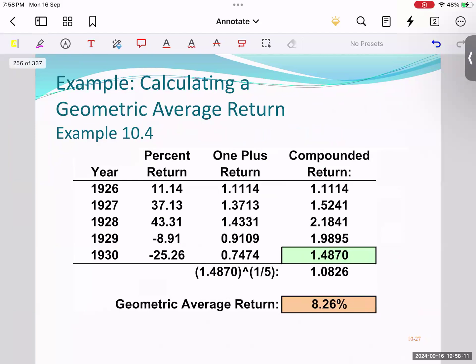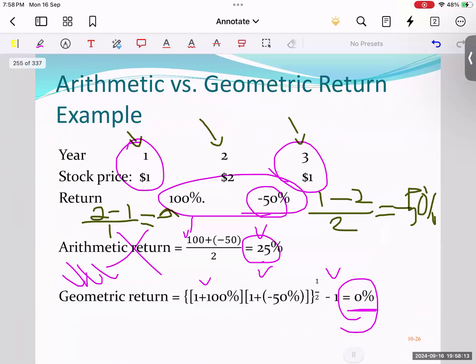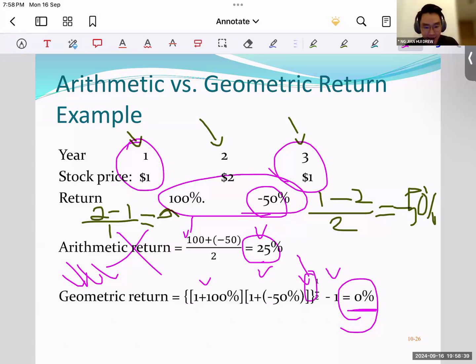Prof, the formula for geometric is basically you take your return percentage every year, then you multiply, then you take it to the power of half, then you minus 1. Yes, but not always half. Because here there are two returns, so it's half. If it's three returns, you take one divided by three. So the number below depends on how many returns there are. Yes, that's right. Okay, thank you. That's right. Welcome.